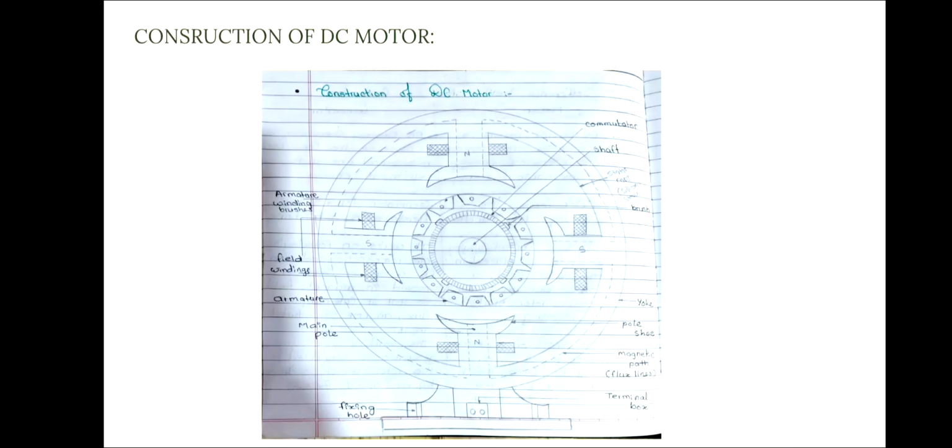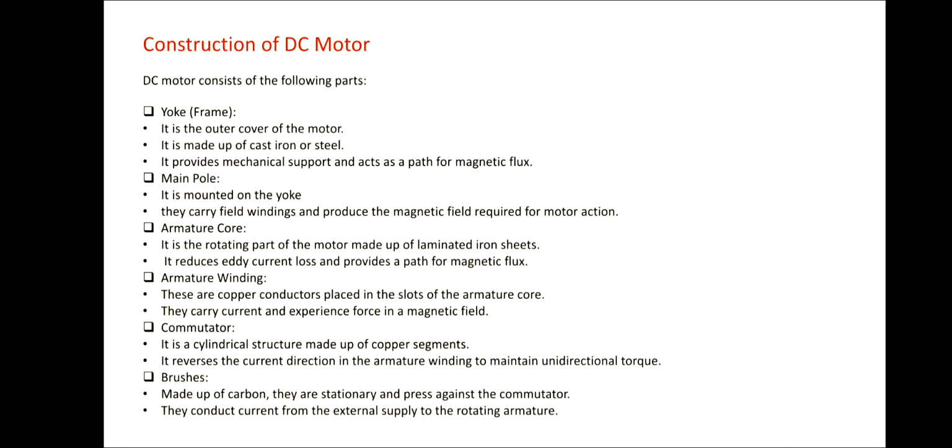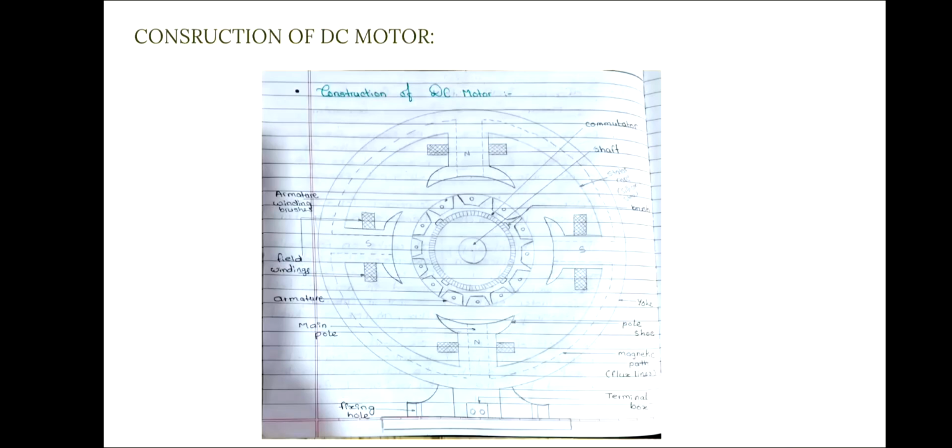Let us see the detailed explanation of the components of DC motor. The construction of DC motor is as follows. DC motor consists of the following parts. First is the yoke, that is the frame. It is the outer cover of the motor. It is made up of cast iron or steel. It provides mechanical support and acts as the path for the magnetic flux. As you can see in this diagram, yoke is the outermost layer of the DC motor. It provides the path for magnetic flux.